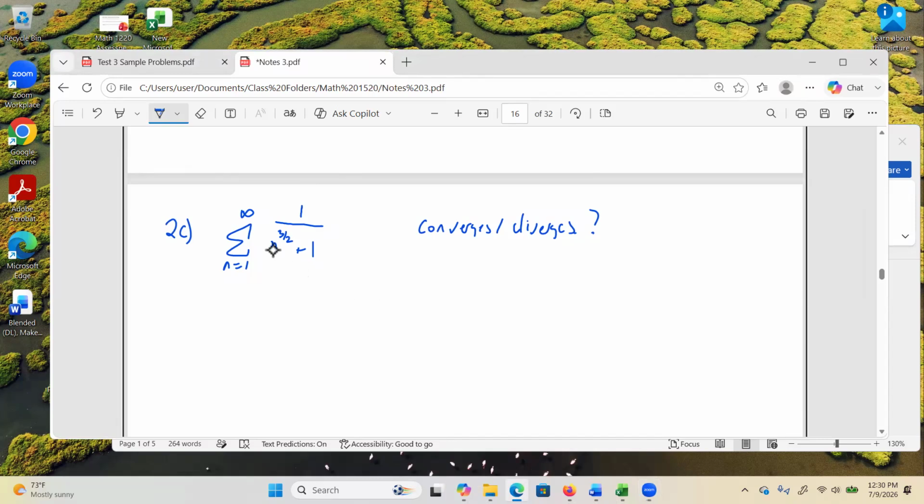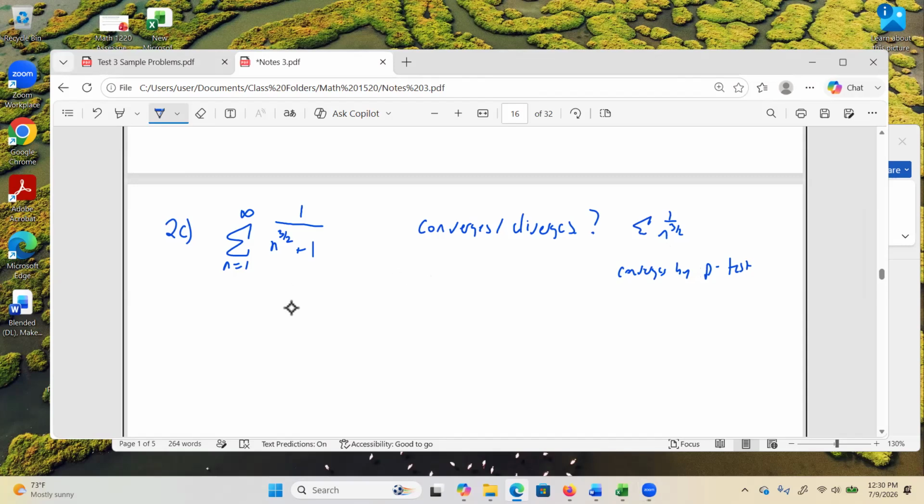So the first thing I'm thinking about is maybe the p-test. Well, p-test has to work with, if it was just 1 over n to the 3 halves, we would definitely have a convergence because this thing converges by p-test. However, that's not the series we have. We have n to the 3 halves plus 1. This might be different. So what we have to do is the comparison test.